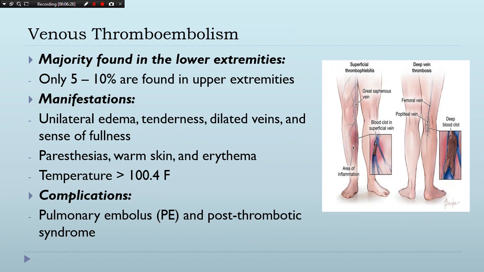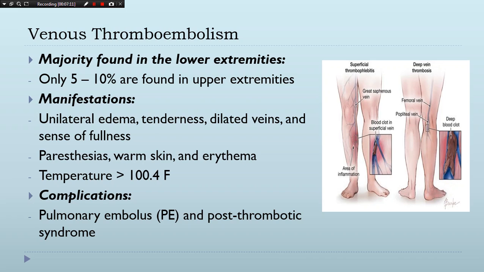So a VTE, a deep clot, can be found in the lower extremities. Like we said, only 5 to 10% are found in the upper extremities. Manifestations, you're going to see unilateral edema, tenderness, and because the manifestations are deeper and so much more severe than a superficial clot, we're going to see dilated veins. There's going to be a sense of fullness or heaviness in that area. We're going to see paresthesias, like the arm is falling asleep. We're going to see warm skin, erythema, and we are going to see that elevation in temperature just secondary to that inflammatory response.